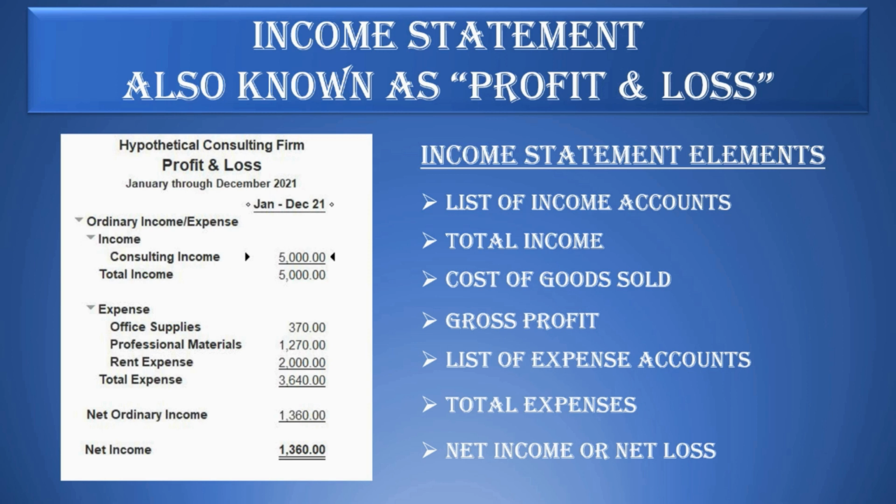Our total income is $5,000, and our total expenses are $3,640. So our net income comes to $1,360. Based on this, we're profitable for the year. We made a total profit of $1,360. And this is how the income statement, also known as profit and loss, reports the result of operations for a business.